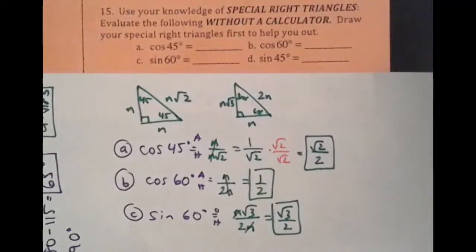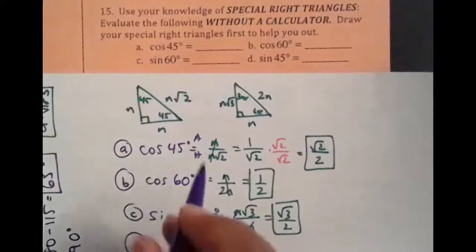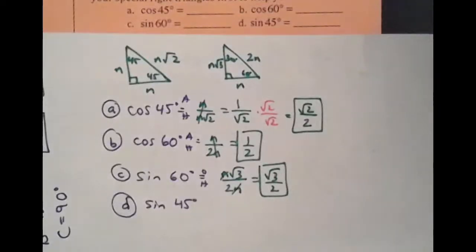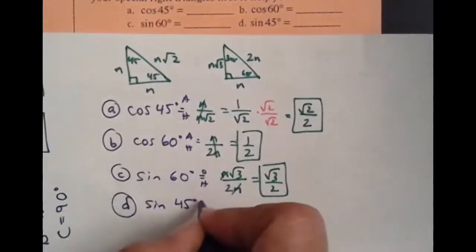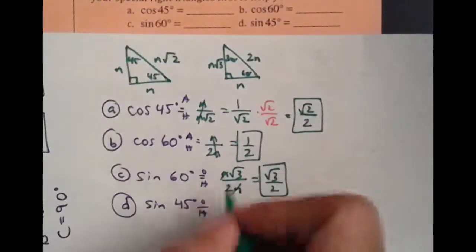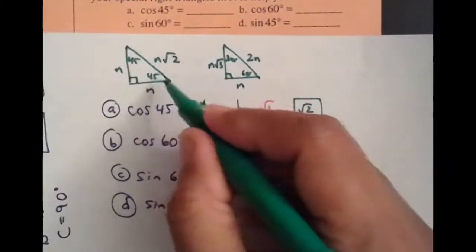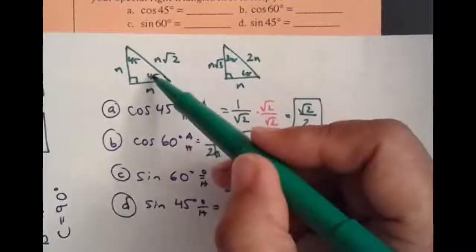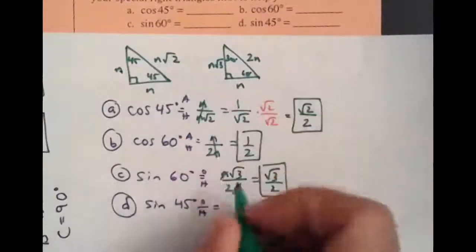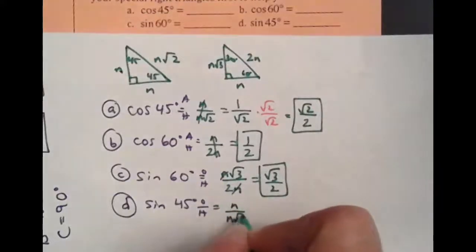And then the last one of these is sine of 45 degrees. All right, so we're going to use our right triangle again. We'll be looking at sine being opposite over hypotenuse. And we have our 45, it doesn't matter which one you use. But opposite would be n over hypotenuse, which is n root 2. N over n root 2.